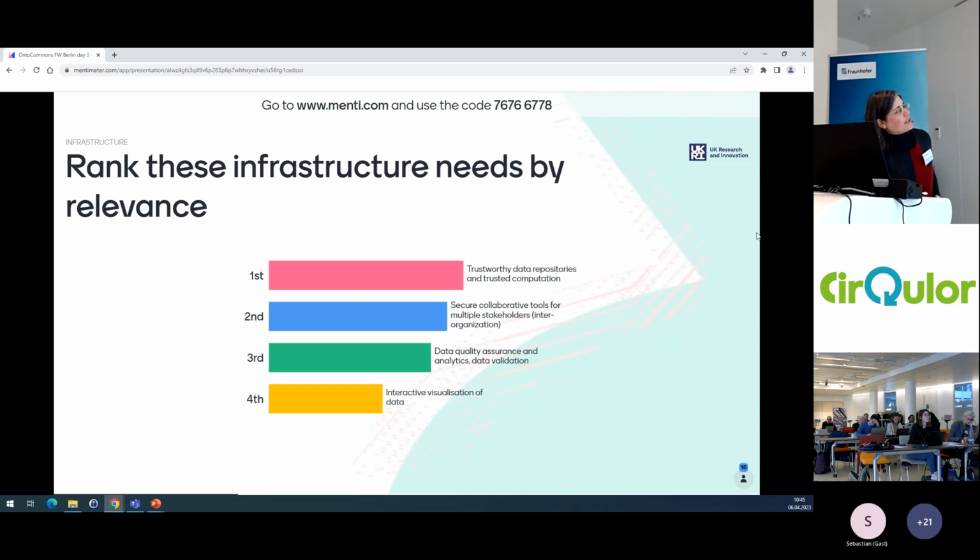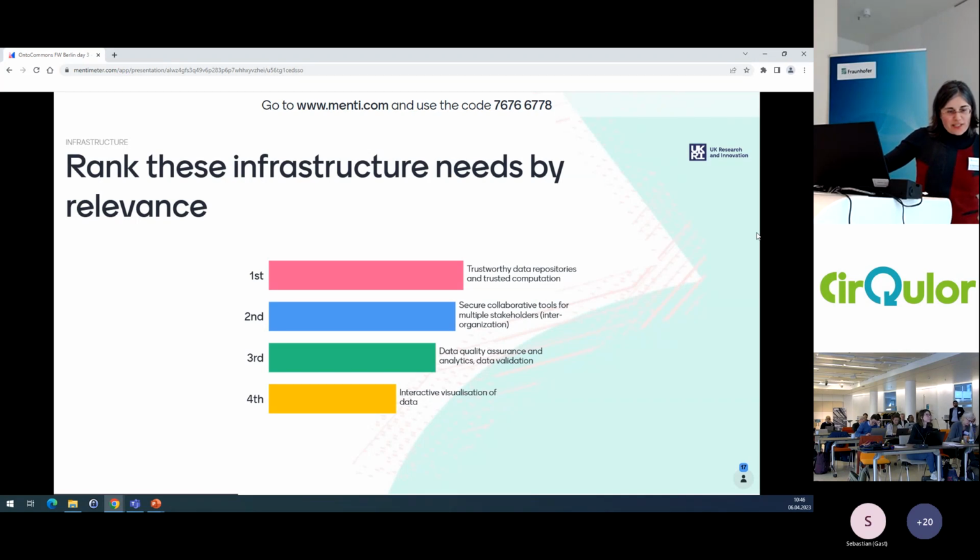So trust looks like the first need, trustworthy repositories and secure collaborative tools. Thank you.